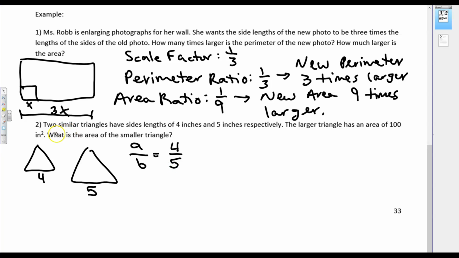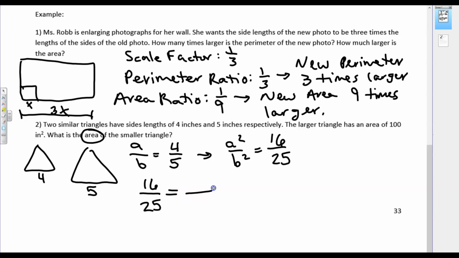I am interested, though, in the area of my smaller triangle. Well, area is a squared ratio. It's a squared over b squared, which in this case, I'd square this 4/5 to get 16/25. Now when I write my proportion to find the area of the other triangle, the larger triangle has an area of 100. I put the 100 on the bottom because the larger number goes on bottom, and the 16 goes on top because x is the smaller. So I'm doing small over large still.